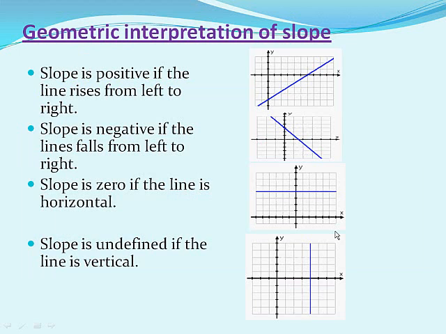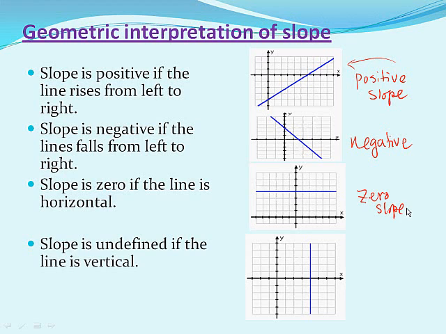Geometric interpretation of the slope. Slope is positive if the line rises from left to right. Slope is negative if the line falls from left to right. Slope is 0 if the line is horizontal. Slope is undefined if the line is vertical.